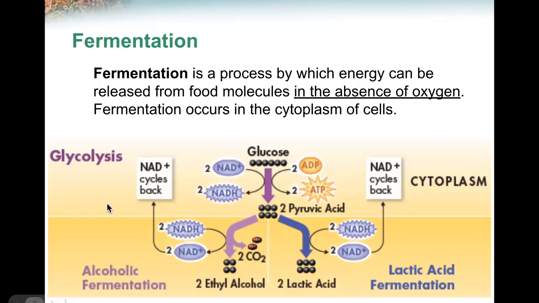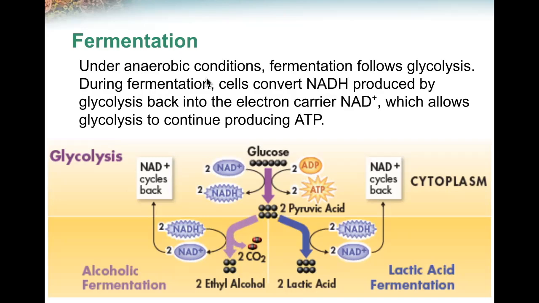This is glycolysis, with the alcohol fermentation on this half and the lactic acid fermentation on this half. So first is the stage of glycolysis, same as before, converting glucose to 2 pyruvic acids. Same steps. And the 2 pyruvic acids are used in 2 stages. Under anaerobic conditions, fermentation follows glycolysis.